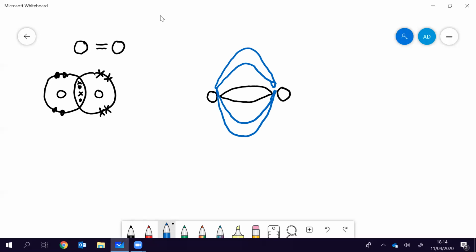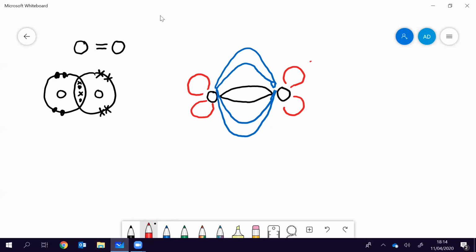And remember, what do the lone pairs look like? Well, they look like this, don't they? So one would be like that. If you remember, the lone pairs are not as elongated as in molecular orbitals. You've got no nucleus here to sort of pull it along. So that's what an oxygen molecule would look like.